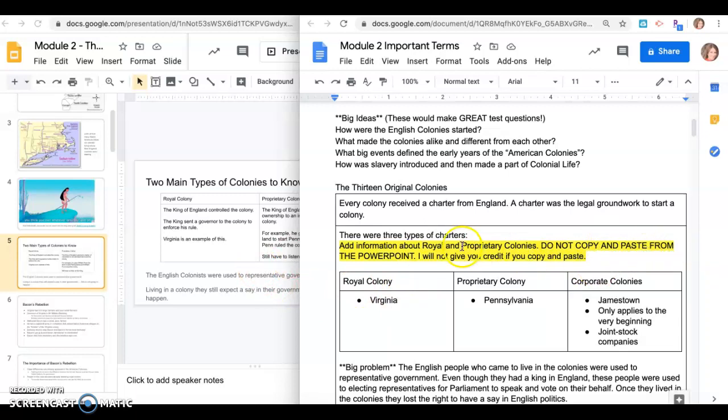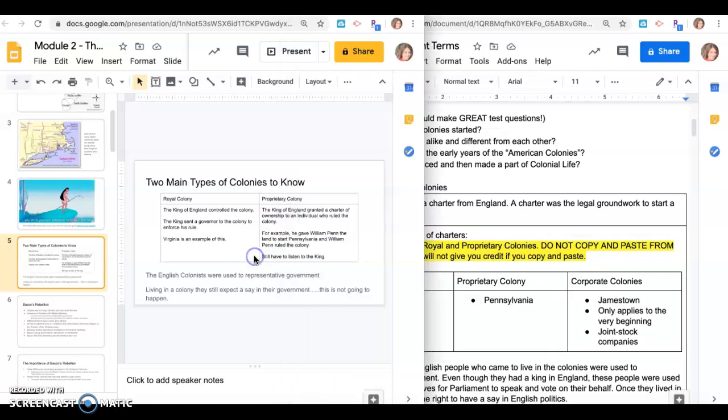Now, once again, if you copy and paste this directly from the PowerPoint, I'm not going to give you credit. So you need to sum up and get the idea, which is how I'm explaining this to you now. A royal colony is a colony that the king totally controlled. Virginia is an example of this. And since obviously the king is in England and the colonists are across the ocean in the Americas, the king sends a governor to live over there to enforce his rule. That's a royal colony. So bottom line, royal, king's in charge.